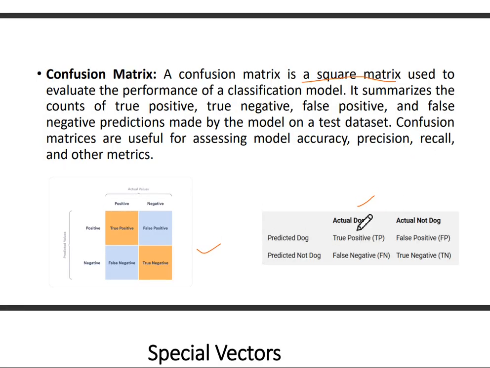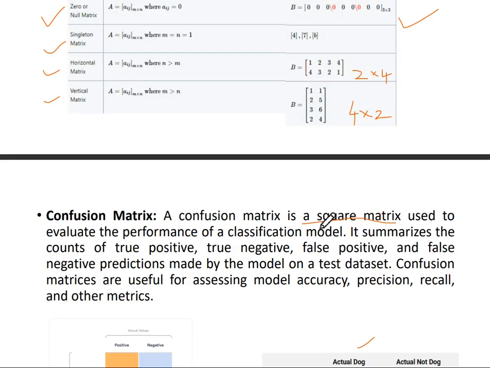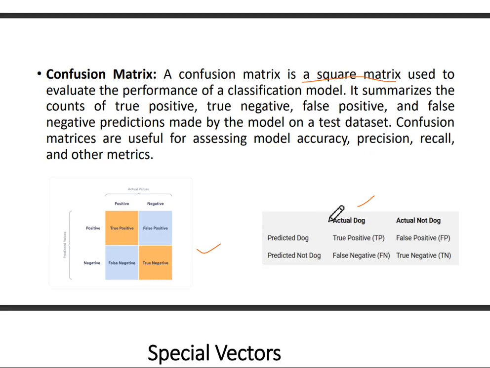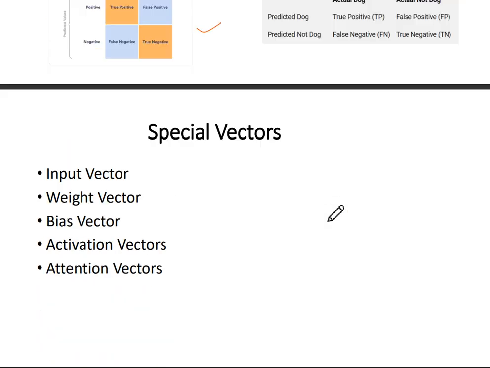I hope we know these examples already. Those who are studying machine learning can understand very easily. In machine learning we have different types of matrices, and these are the special kinds of matrices.